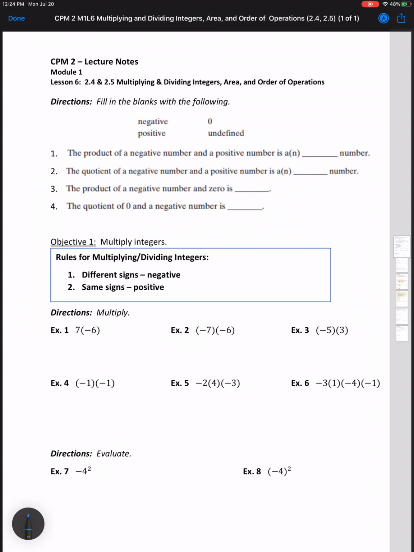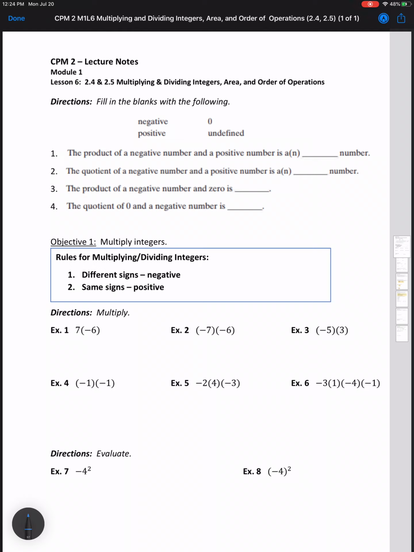Okay, so this is CPM 2, Module 1. We're getting ready to go over Lesson 6, which is two sections, 2.4 and 2.5, multiplying and dividing integers, area, and order of operations. So first we're going to fill in the blanks with the following.